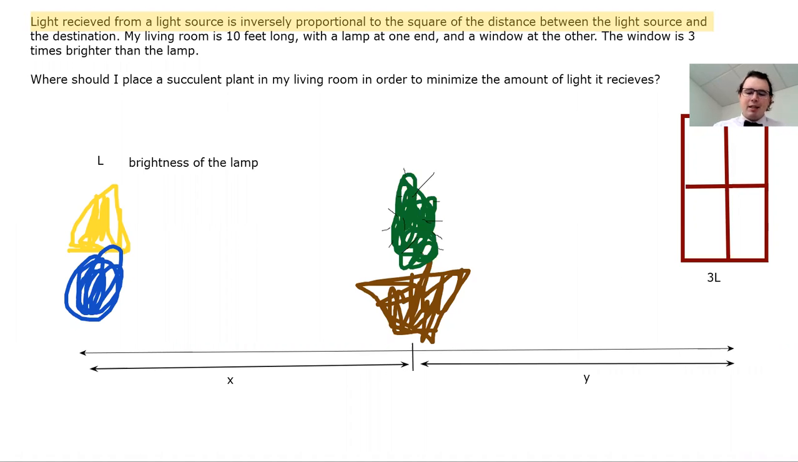So this tells me the amount of light received by the plant. Well, this is going to be equal to, I've got how much light does the plant receive from the lamp? And then I'll add to that the amount of light the plant receives from the window. So let's actually build a formula for that.